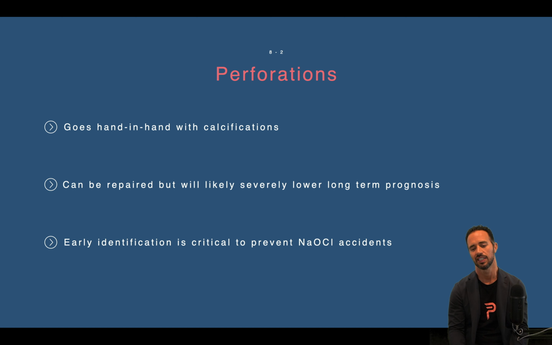These are the best. All right, so another thing that can happen, as you know, are perforations. So perforations go hand in hand with calcifications. So if you have a lot of calcification present and you're struggling to find the root canal orifice, a perforation can very easily occur. So again, this is why I want you to study your preoperative radiographs very, very closely before committing to the case and deciding what you want to do.